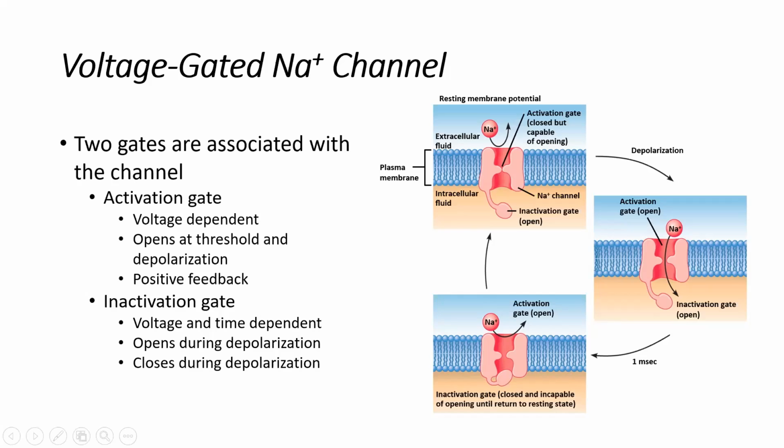And so after 1 millisecond, the channel is now closed and incapable of being open, because as long as the inactivation gate is closed, there's no opening up this channel, no matter what the membrane potential looks like, okay? So even if we had another threshold stimulus, we still would not open this channel because it's closed and incapable of being open. And it's going to remain this way until we get back to rest. And at rest, we're going to open up the inactivation gate once again and close the activation gate again in preparation for a second stimulus.